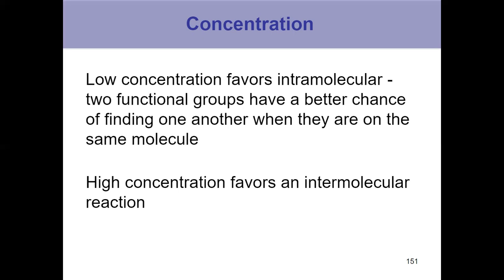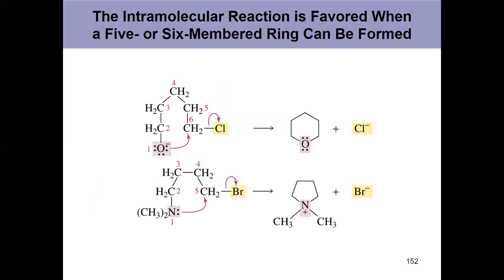But size is important as well, size of the ring. I'm never going to do an intramolecular reaction to form a 3 or 4 membered ring. Those are too strained. We've talked about that in the past. We don't like 3 or 4 membered rings. Too high of an activation energy. And if my rings get too large, 7, 8, 9 members, then the groups are too far apart. They've got a low probability of encountering one another.